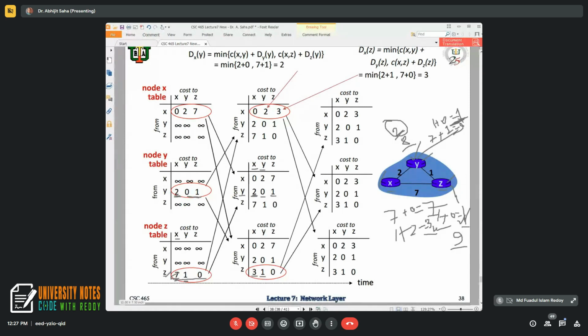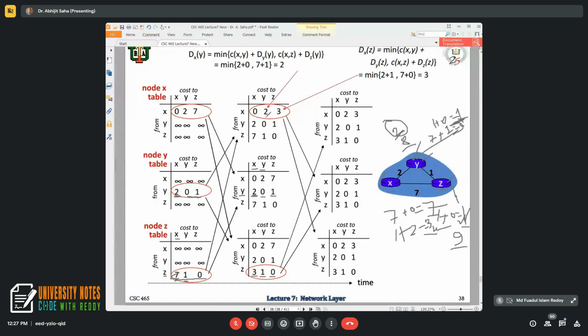Now the cost of Z to Z is 0, so we do not need to check. Okay, so we can see that in this table also a change has come. So this table update you need to give to node X and node Y, the direct nodes. To its direct nodes you have to give them. All right. Now you can see that after getting the updates, what is happening?